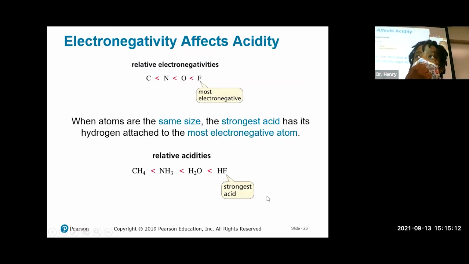Now we know that electronegativity is going to affect the acidity, right? F is more electronegative than O. O is more electronegative than N. N is more electronegative than C. Because of that, this guy is going to be a stronger acid, this guy is going to be a weaker acid, this guy's going to be even weaker, and this one is going to be our weakest.